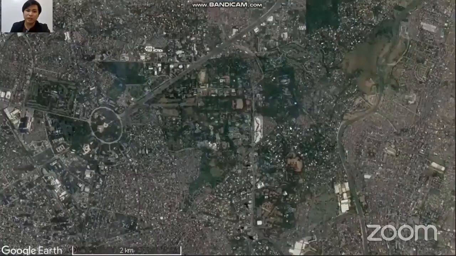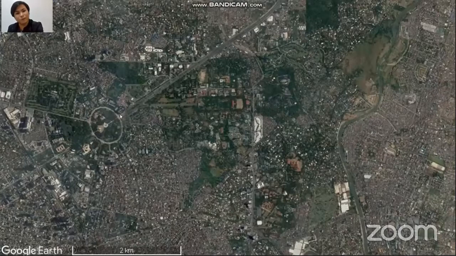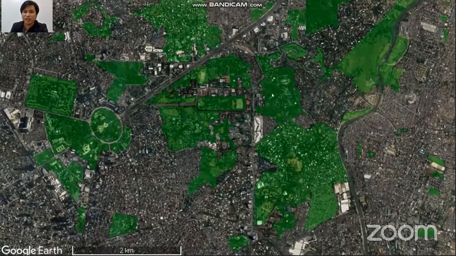You can see here in this landscape, this is UP Diliman, and you can see that UP Diliman is really green, and it's a patch, an island in a sea of urbanization. So this is the patch, this is the matrix, and corridors include this road, this highway, this Commonwealth. This is also a corridor, but also these series of patches can become corridors for birds and other wildlife that can somehow cross this matrix.